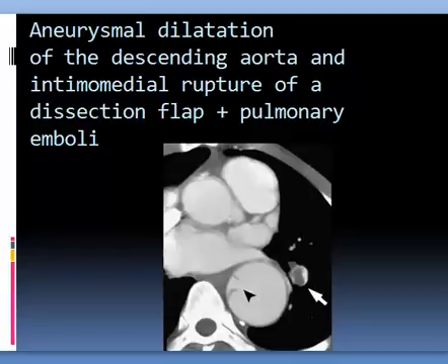Aneurysmal dilatation of the descending aorta. This is the one with intimomedial rupture of a dissecting flap associated with pulmonary embolism. So don't forget that you should check the pulmonary arteries as well for any emboli.